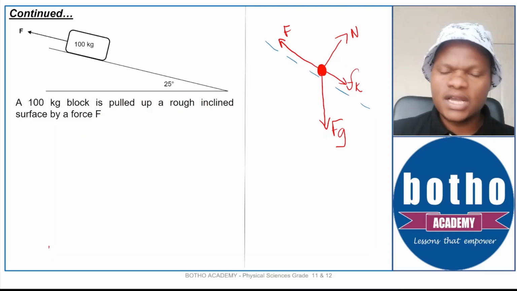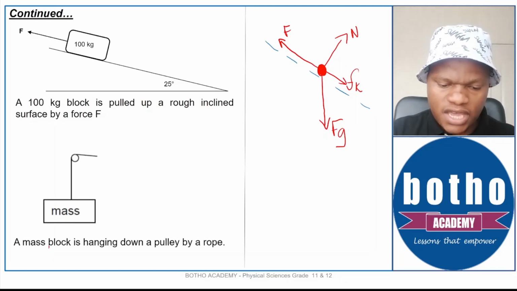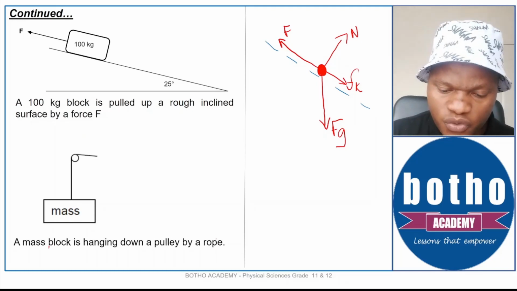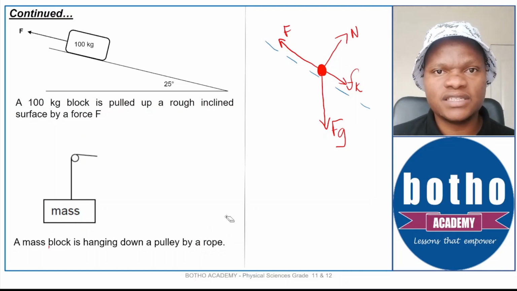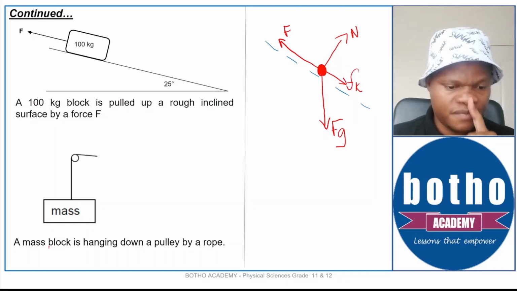normal force. Right. Lastly, we're going to look at a mass block which is hanging down a pulley by a rope. Again, as soon as you see the word rope, you know the type of force that we're going to experience there is the one that we did last in the previous lesson, and that is tension. Okay, this is an easy one. Again, it's another one where we commonly get mistakes here.